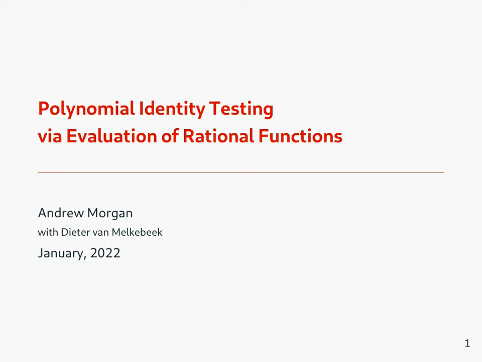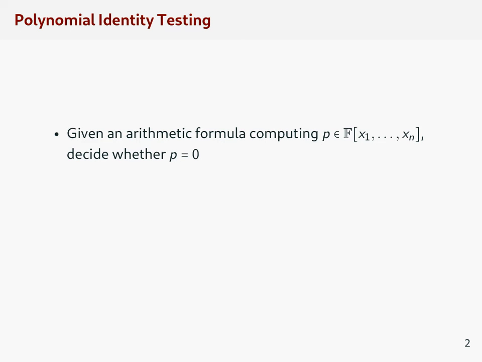Hi, I'm Andrew Morgan. This is a talk on polynomial identity testing via evaluation of rational functions and constitutes joint work with Dieter van Melkebeek. Polynomial identity testing is the computational problem where you're given an arithmetic formula computing a polynomial p, and you have to decide whether or not p is the zero polynomial.